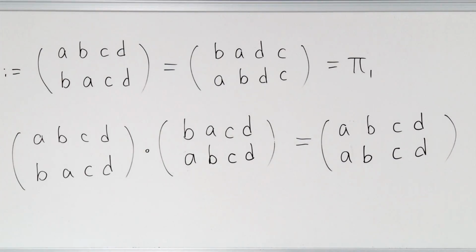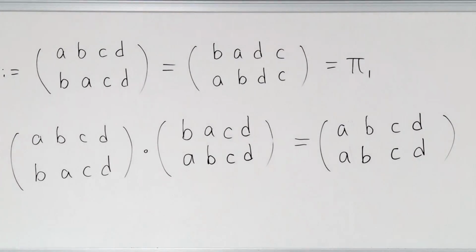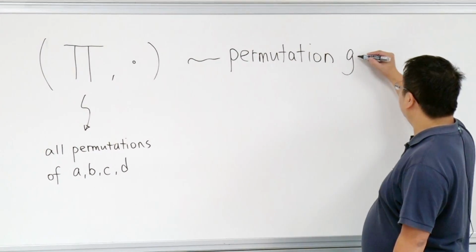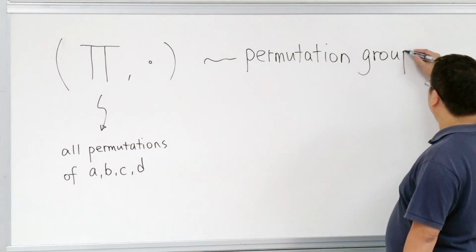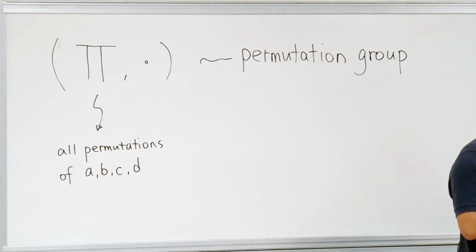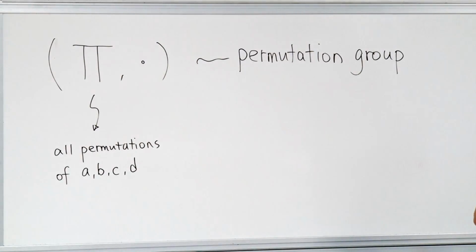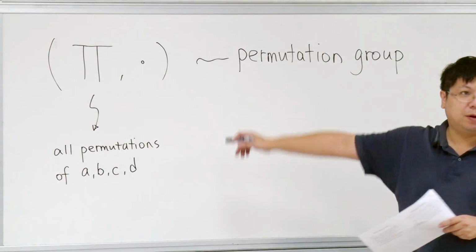So this is called a permutation group. Okay. But looking at all the permutations may be boring. So sometimes we will look at the subgroup of a permutation group.